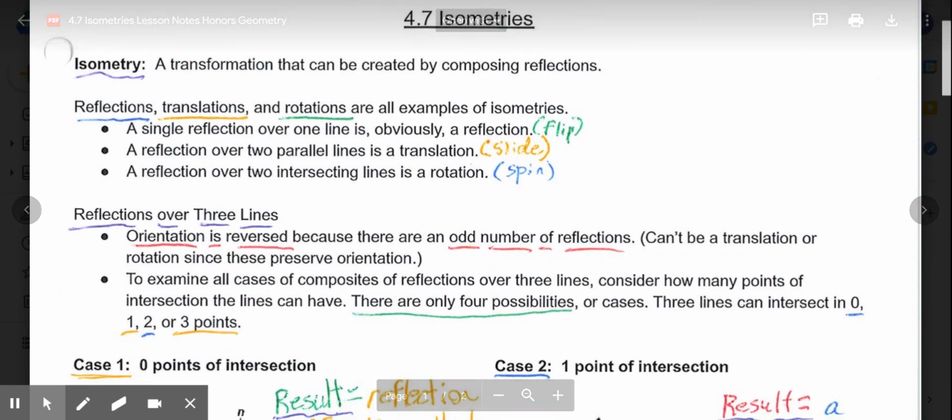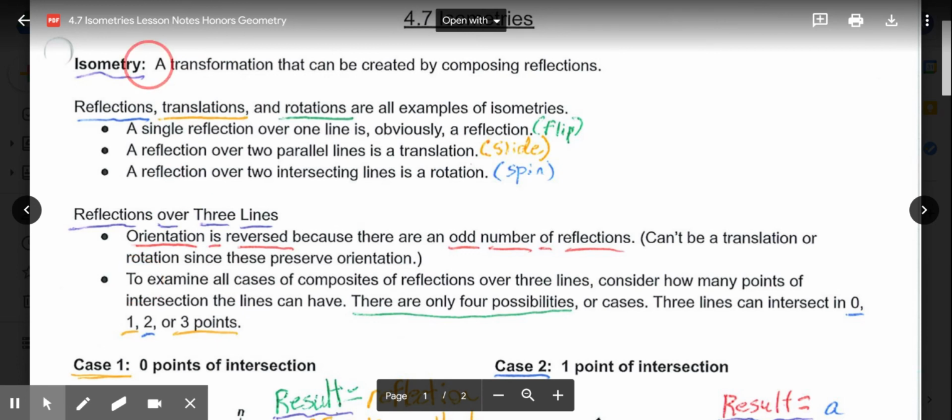Otherwise, your main idea of isometries comes back to these first few bullet pointed notes.